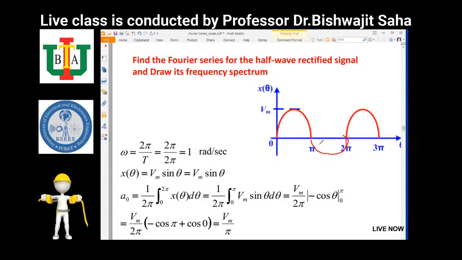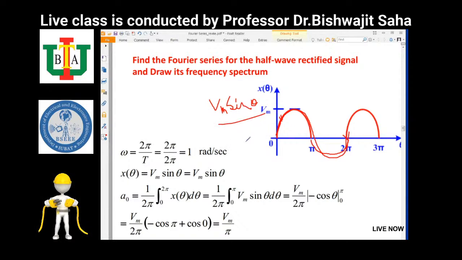One finding done. Another one: what is the function of the given signal? The function of the given signal is Bm sine theta, because you can see this looks like a sine wave, right? So the function is Bm sine theta.